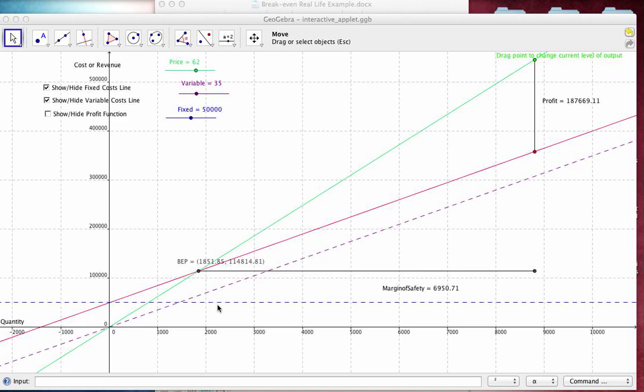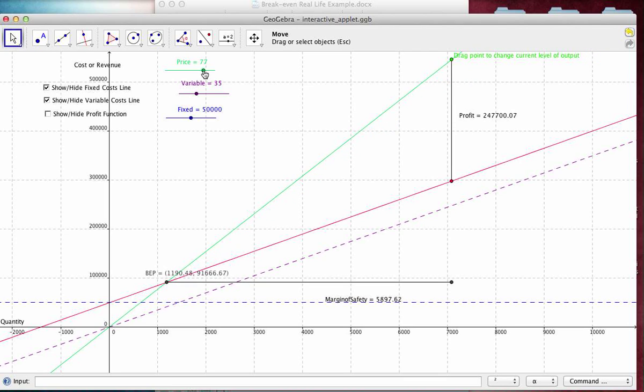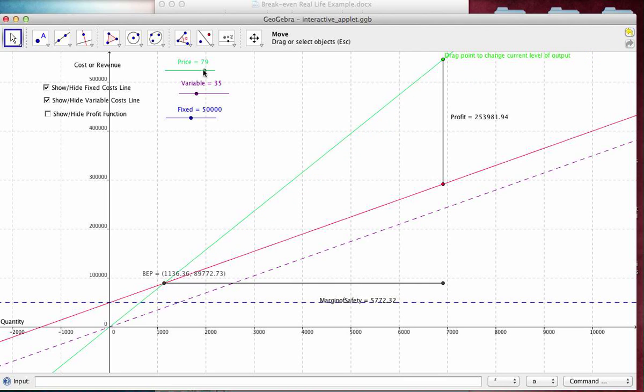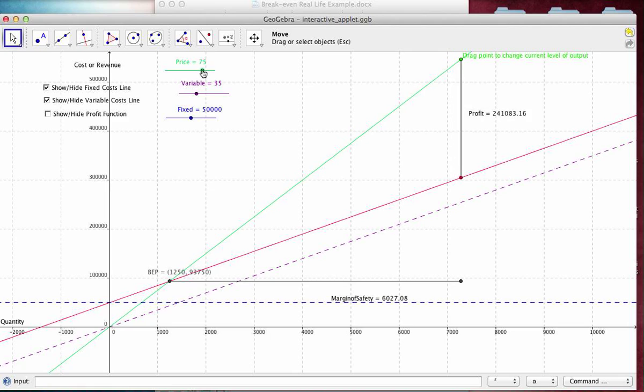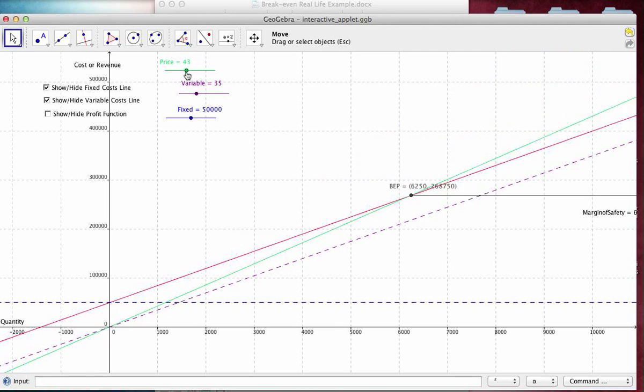As you can see here, when price, for example, increases, the slope becomes steeper, first of all. The break-even point moves to the left, indicating that there is a lower amount of products needed to be sold in order to break even. Vice versa, when price decreases, there need to be more products sold in order to break even. The slope becomes flatter and the break-even point moves towards the right.